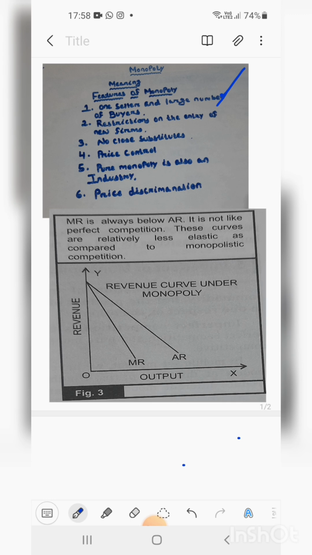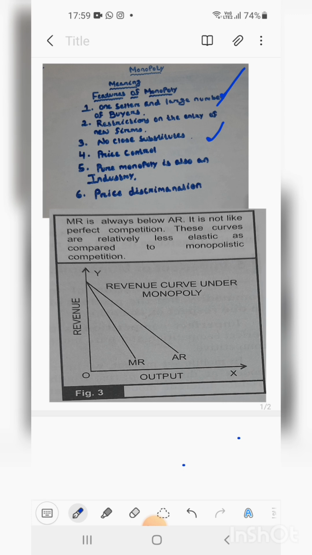Third, no close substitutes. In monopoly, the product is unique and has no close substitutes. If there is some, then it is not a monopoly firm. There is no substitute for railways. No other service can be provided of this magnitude at the price they are providing.